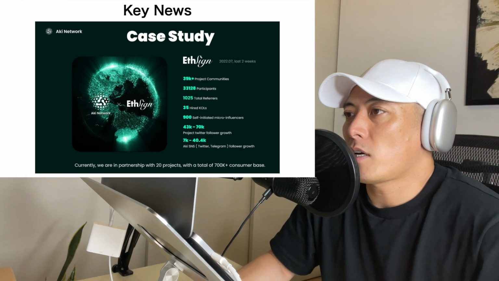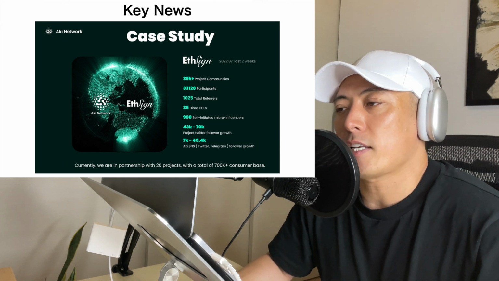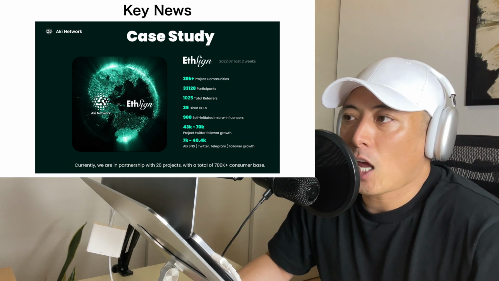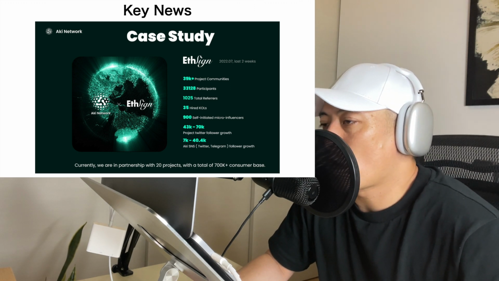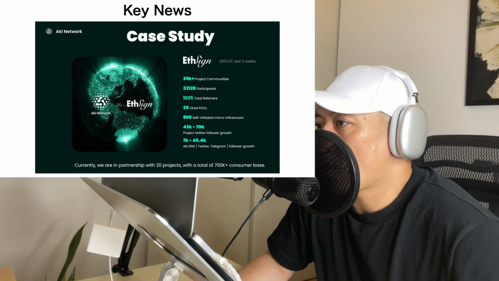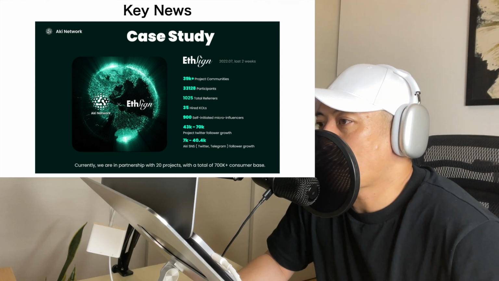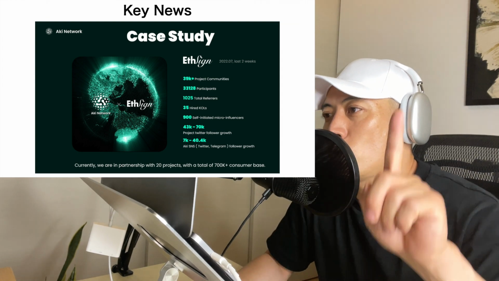The other item here is the case study with ETHSign. They ran their SaaS marketing campaign with ETHSign. Then look at this one: project Twitter follower growth is from 43K to 70K. Huge growth. It's amazing.